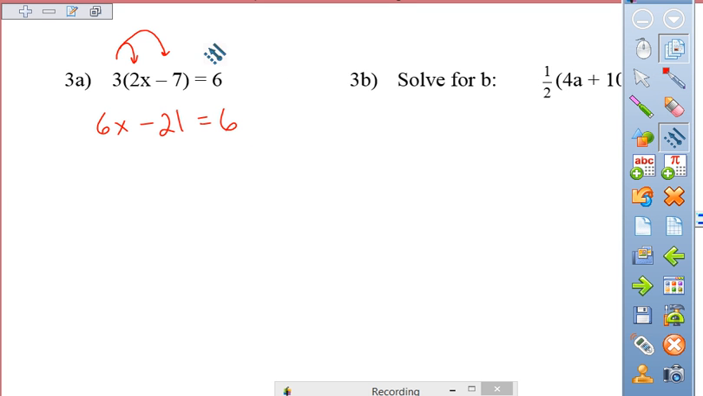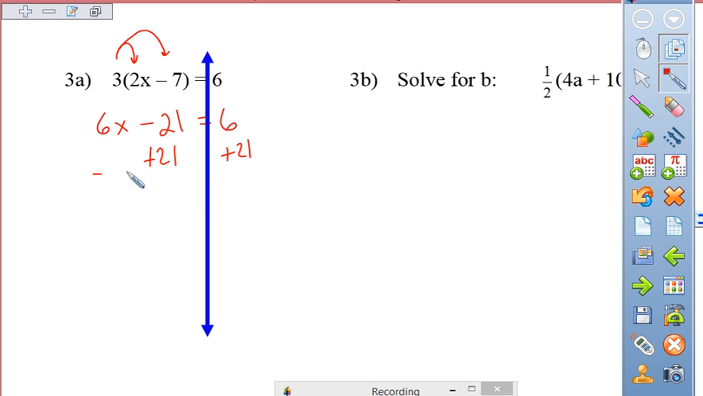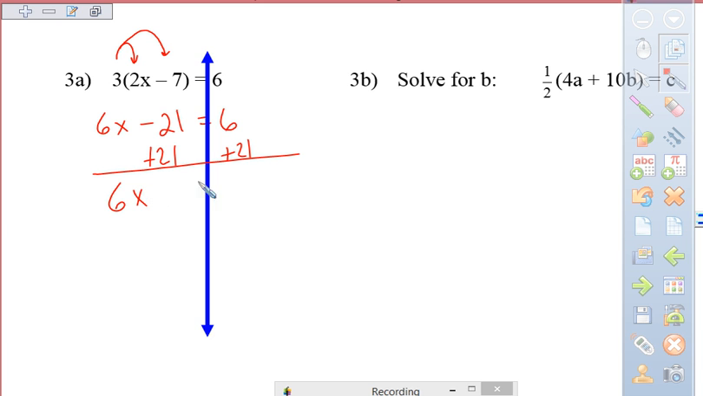And again, where's my equal sign? So I'm going to add 21. 6 and 21 are both constants, so I'm going to write them underneath each other. I'm left with a 6x equals 27. Last step, divide by 6.